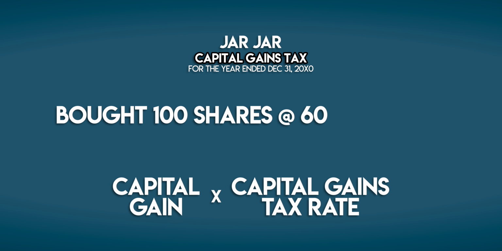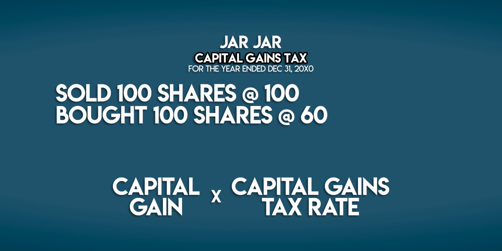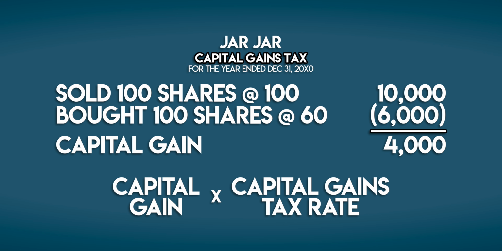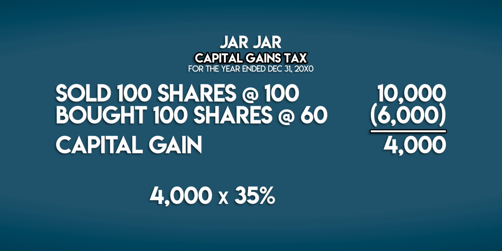Jar Jar bought 100 shares in Naboo Technologies a few years back at 60 credits per share. The share price has since risen to 100 credits, so he decides to sell up and realise the capital gain. His capital gain is 10,000 minus 6,000, so that's 4,000 credits. Naboo has a capital gains tax rate of 35%, so Jar Jar's capital gains tax payable is 4,000 multiplied by 35%, which is 1,400 credits.